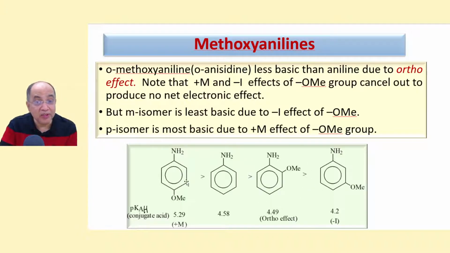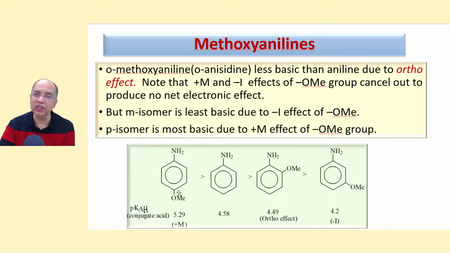Coming to methoxyaniline, here is one exception where ortho is not the minimum, meta is the minimum. But ortho is weaker than aniline. That is a surprise. Being a plus M group, unlike in the phenolic compound, where the plus M group in orthomethoxyphenol was a weaker acid, as expected of a plus I group, than phenol. But in this manner, you could have said that orthomethoxyaniline would have been a stronger base than aniline, but it is a weaker base than aniline due to the ortho effect.